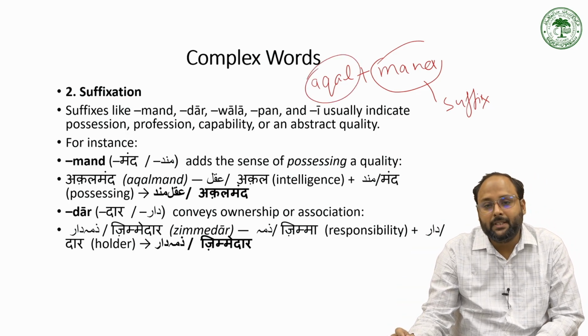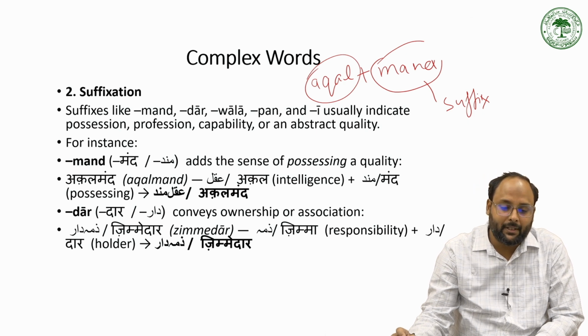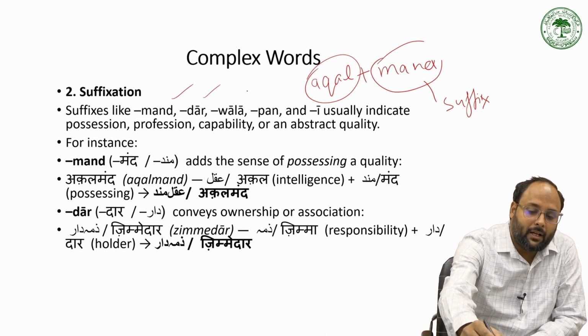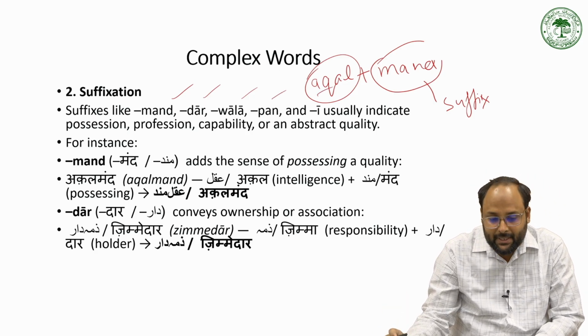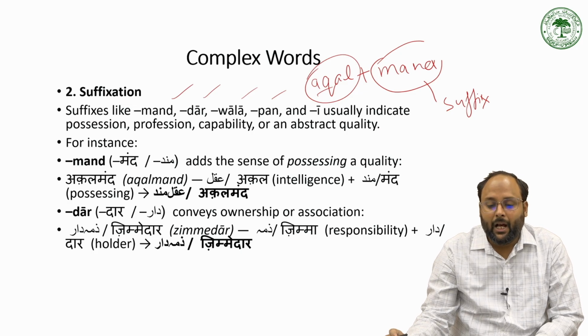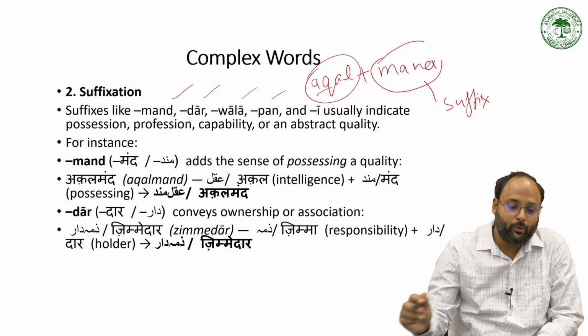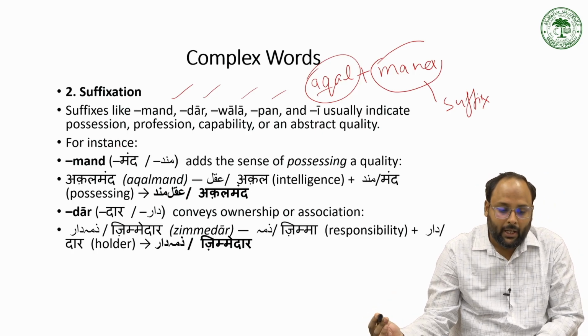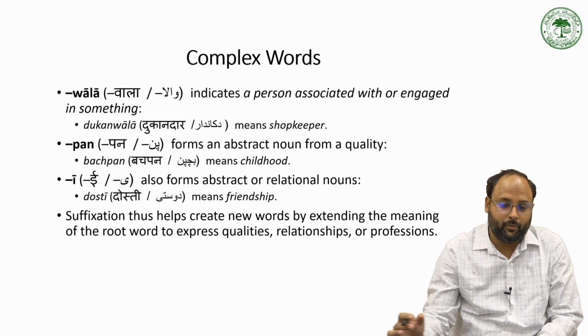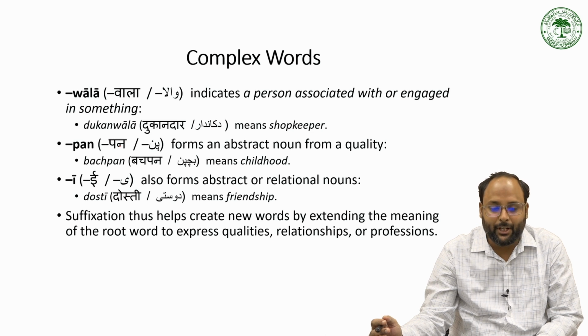We have lots of suffixes in Urdu through which we can create complex words, like mand, dar, wala, pan, and i. They usually indicate the meaning of possession, profession, capability, and abstract quality. With mand we can create akalmand, and with dar we can create zimmedar. With the suffix wala we can create dukanwala, doodhwala. With pan we can create bachpan, ladakpan.